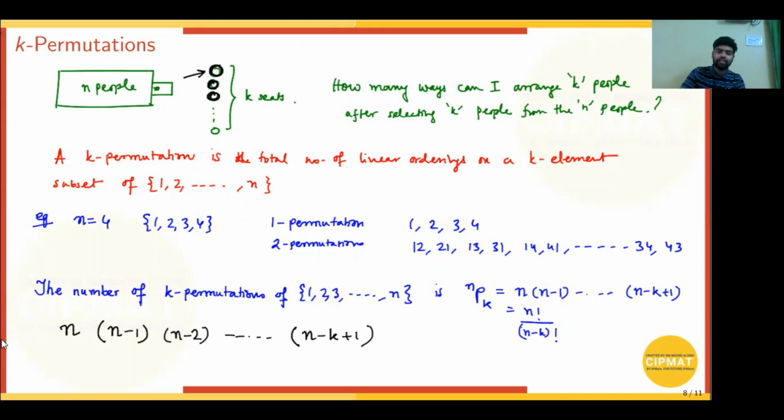You see? So this is going to be nothing but n factorial upon n minus k factorial. And that is how we define this nPr or nPk over here. Now let's understand how k-permutations can be reflected with the help of functions.